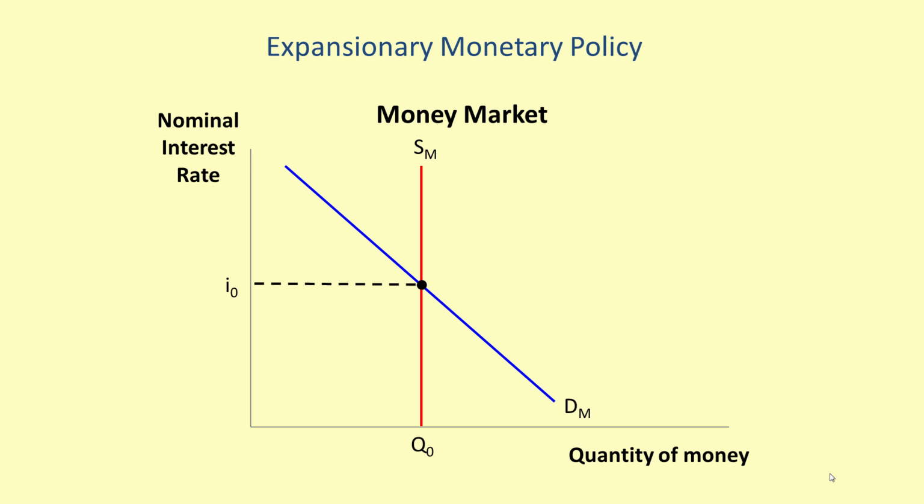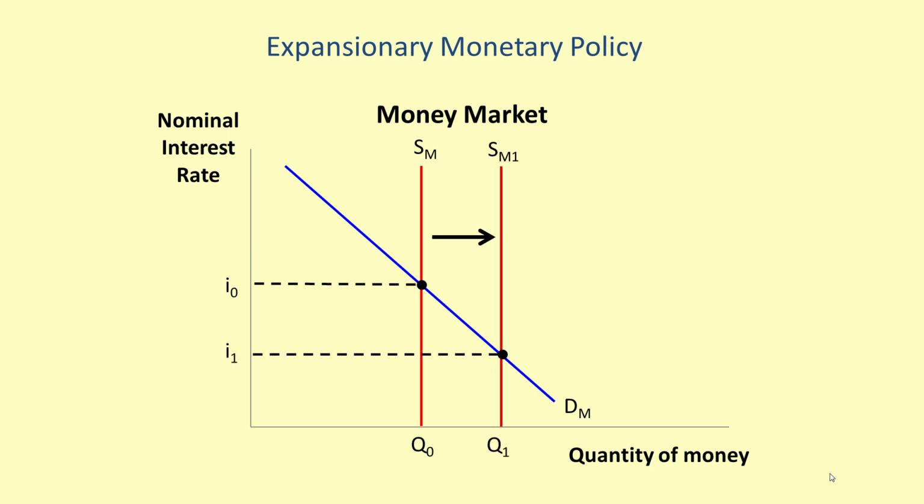Now that we've established our money market, we can see what monetary policy looks like within it. We'll start with expansionary monetary policy. Expansionary monetary policy aims to boost economic activity. When a central bank employs an expansionary monetary policy, it will increase the money supply. We represent this as a shift of the vertical money supply curve to the right from SM to SM1.